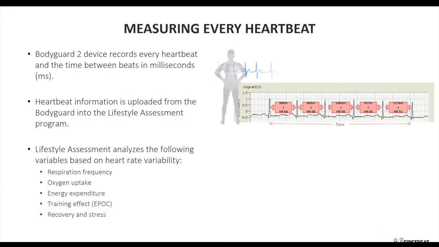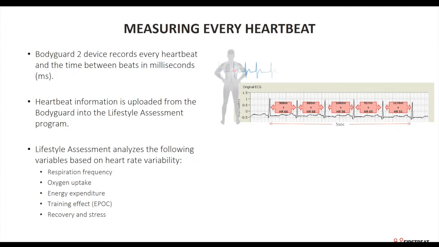The Bodyguard 2 device records every heartbeat and the time between beats in milliseconds. And it does this at a very high accuracy, with a frequency of 100 Hz, meaning that Bodyguard is an accurate professional grade device that can reliably find every heartbeat and the time between beats and allows very high grade heart rate variability analysis.